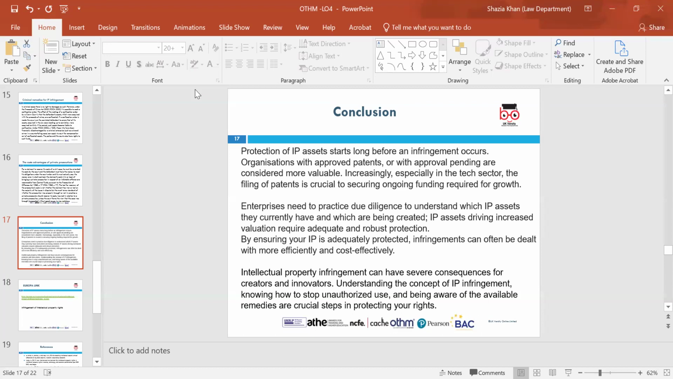By ensuring your intellectual property is adequately protected, infringements can often be dealt with more efficiently and cost effectively. So they could be dealt with quite quickly, they wouldn't have to go to court, and it wouldn't go further. Intellectual property infringement can have severe consequences for creators and innovators. It could be a large form of compensation or it could be a prison sentence, depending on the severity of the case. Understanding the concept of intellectual property infringement, knowing how to stop unauthorized use, and being aware of available remedies are crucial in protecting your rights.